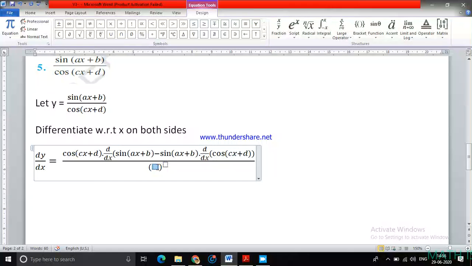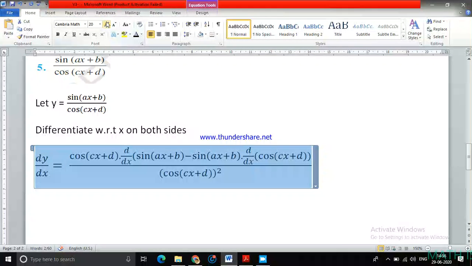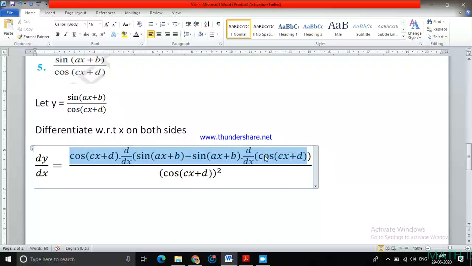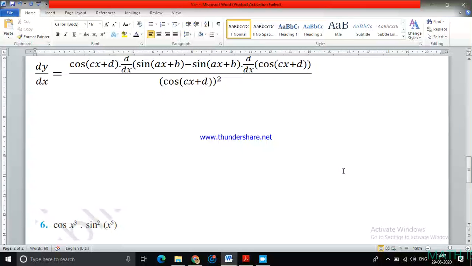So the denominator will become (cos cx + d) whole square. This is the derivative of the function by using the u by v formula. The u by v formula is v times derivative of u minus u times derivative of v, upon v square. So let me come to the next step and see what we get. This dy by dx will remain as it is.